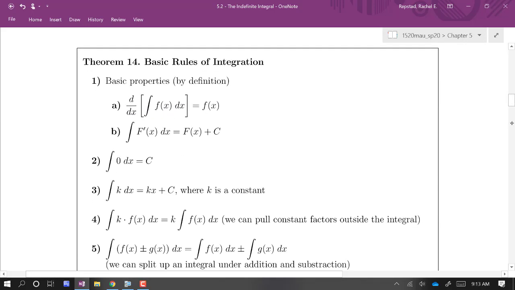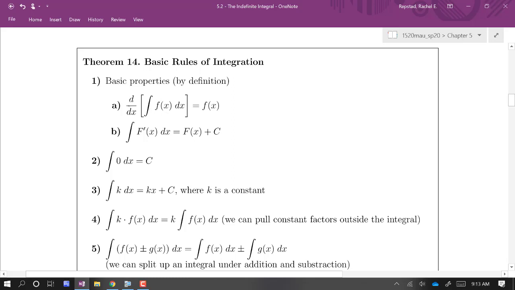So on the next page here we have a theorem. We've got some basic rules of integration. Most of these just come from undoing the rules of differentiation. In fact, they all come from that, undoing the rules of differentiation. So the first part is just, by definition, the indefinite integral is a function whose derivative is equal to little f of x.